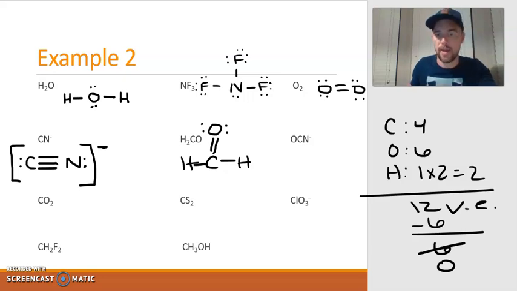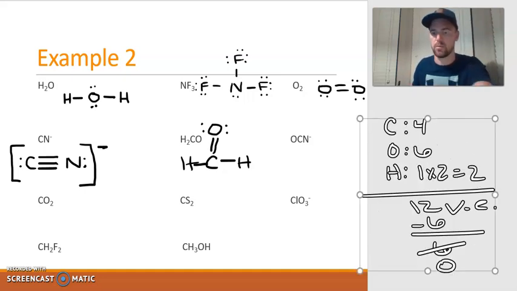Now, do I have the right number of electrons? Well, 2, 4, 6, 8, 10, and 12, which is what we started with. And all my octets are now satisfied. So I have drawn a successful Lewis dot structure. All right, keep moving on.